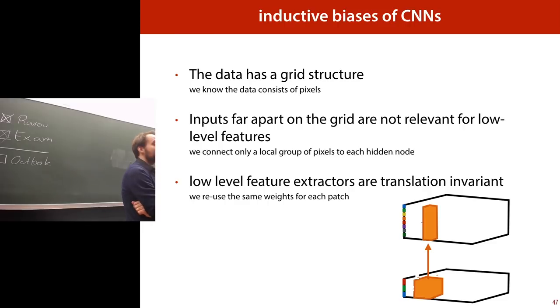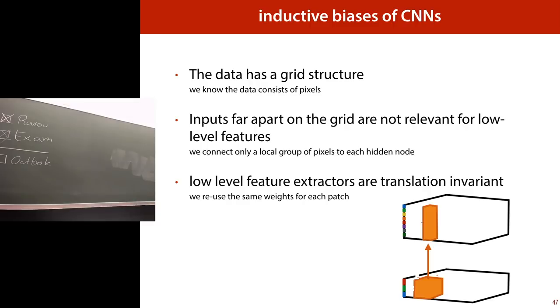which, this is not an exact art describing inductive biases, but I would describe them as follows. So you assume with a convolutional neural network, firstly, that the data has a grid structure. So it's not just a bag of numbers. It's a bunch of numbers arranged into a grid to form a picture. We assume also that inputs that are far apart on the grid are not relevant for low-level features. So at the start of our neural network, we don't want to learn a relation between a pixel that's over here and a pixel that's over here. We only care about the local neighborhood of the data. So locality is important for low-level features.